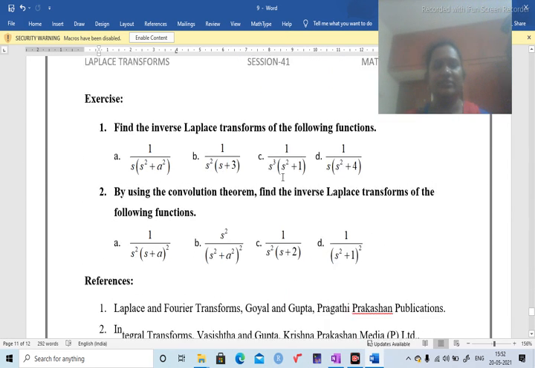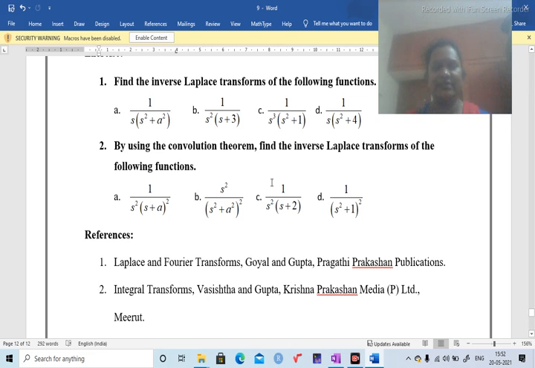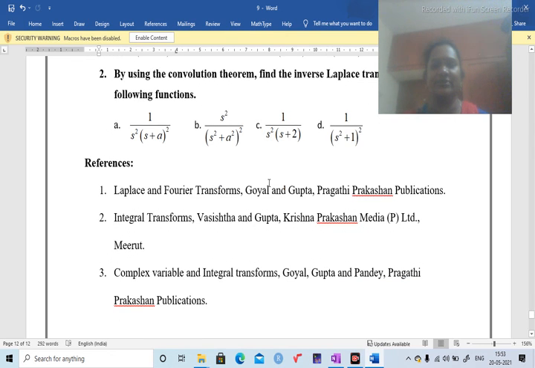So these are the exercise problems. Do these problems, find out the inverse Laplace transforms. These are the reference books.